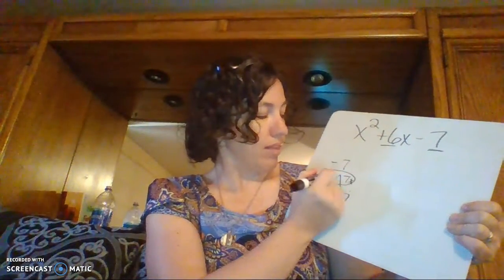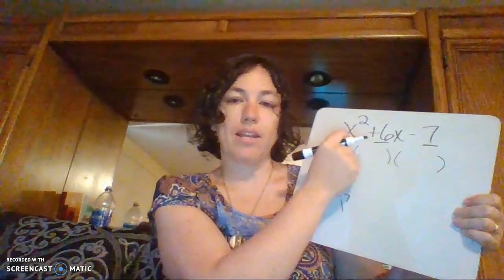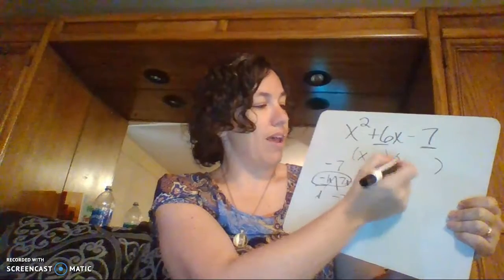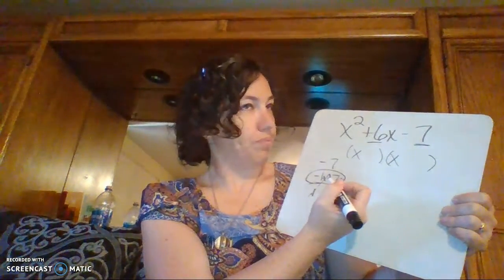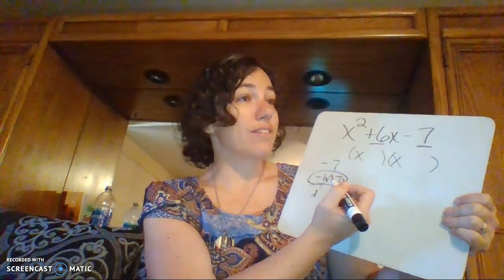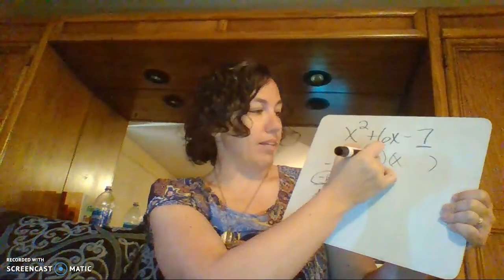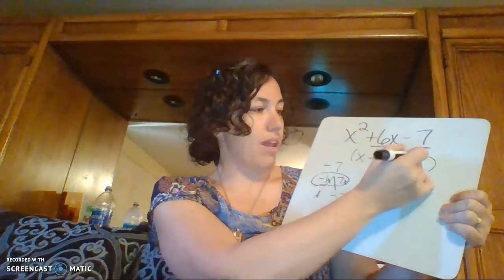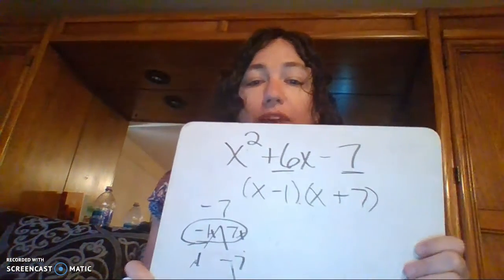So we're trying to make 7x, and it's easy when there's no number here. You just split the x squared into x, and then you put these basically straight in, -1 and +7. So that is how you would factor it.